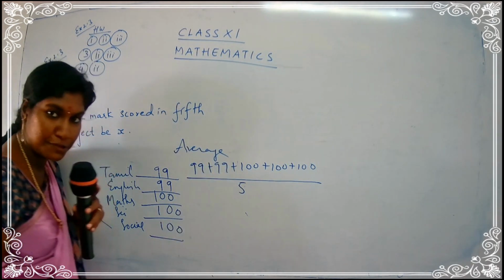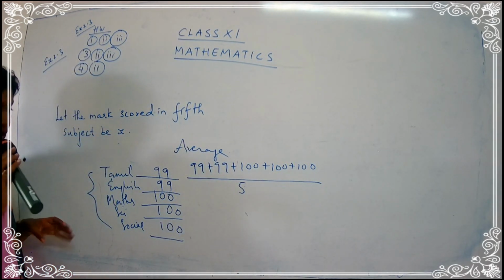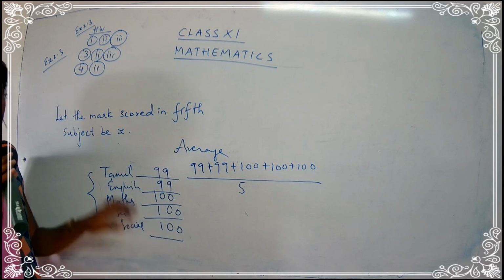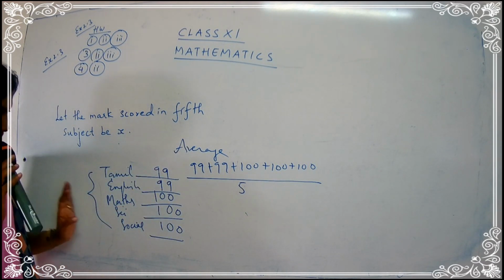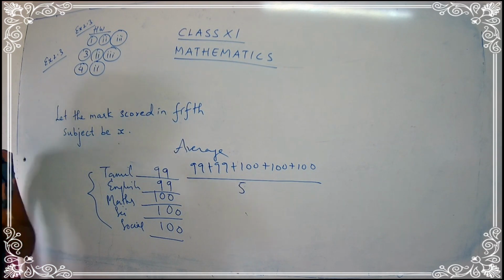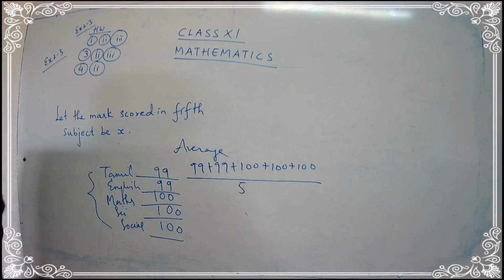Clear with the average part? So how do you find the average? You add all your marks, and you divide by the total number of marks. So try it out for your own marks, children. You have your marks with you, yes?